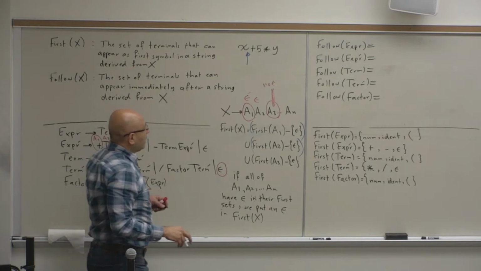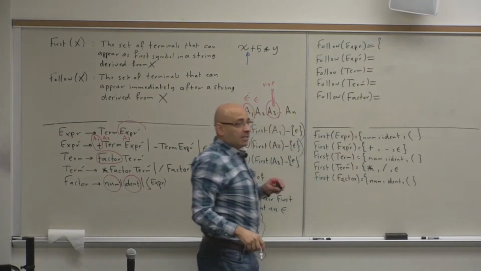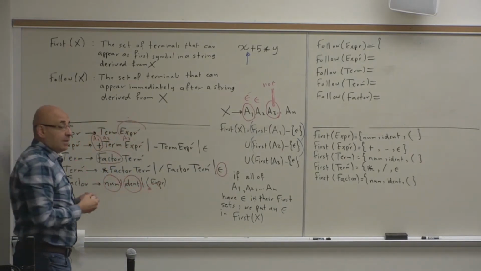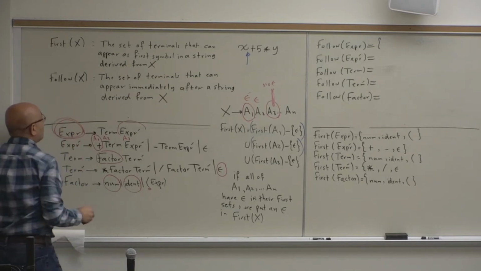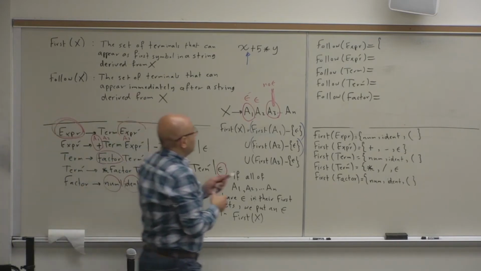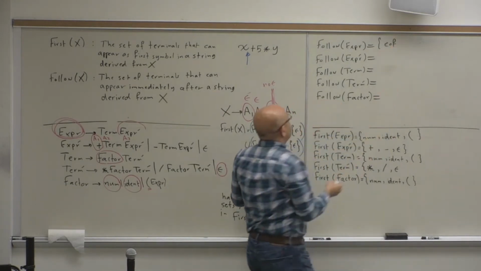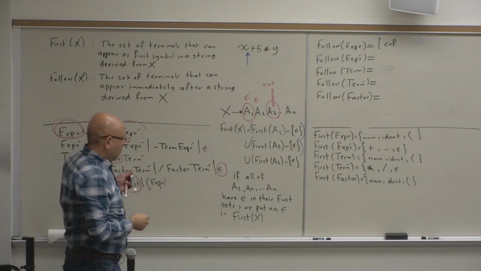Now, in the follow set, the first rule is always: I go to the start variable and I put the end of file in its follow set. This is step number 1. Why is that?